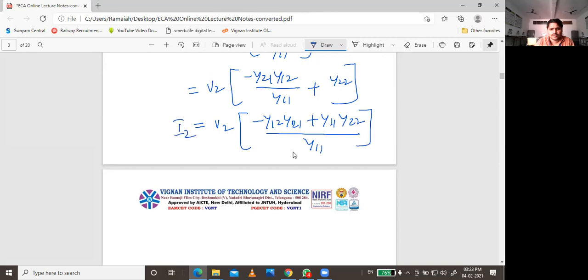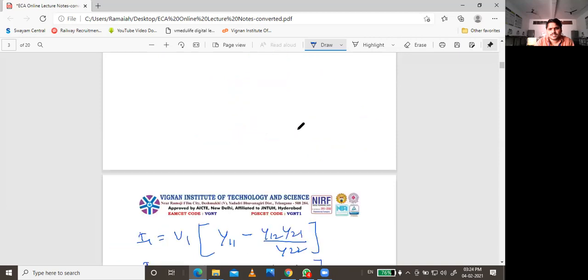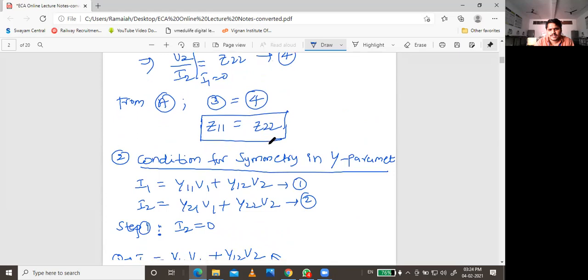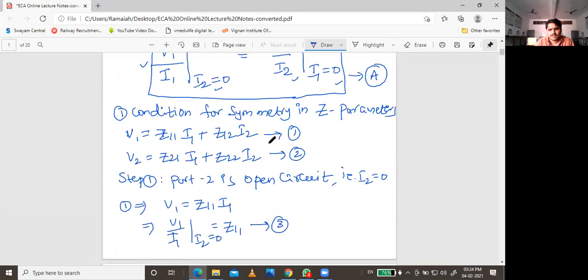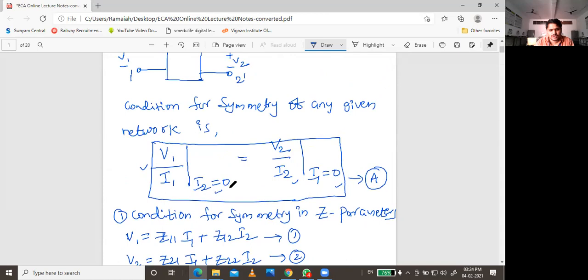So I2 equal to, from this what? And our input is open circuit. So we are finding what? V2 by I2. V2 by I2 is equal to what? Y11 by Y11 Y22 minus Y12 Y21. This is equation number 4. So from this equation A, what is this equation A? This equation A is nothing but V1 by I1 when I2 equal to 0 and V2 by I2 when I1 equal to 0, both are equal.